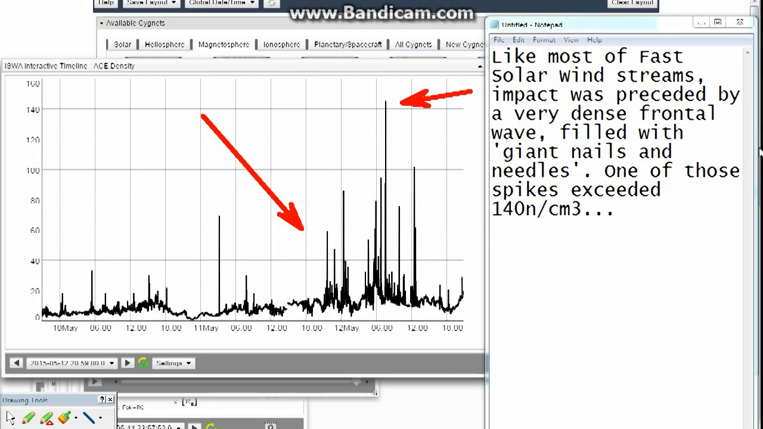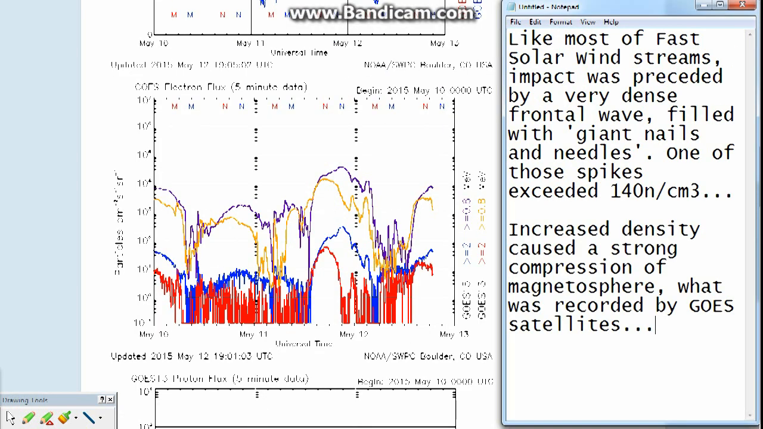Like most of fast solar wind streams, impact was preceded by a very dense frontal wave, filled with giant nails and needles. One of those spikes exceeded 140 particles per cubic centimeter. Increased density caused a strong compression of magnetosphere, what was recorded by GOES satellites.